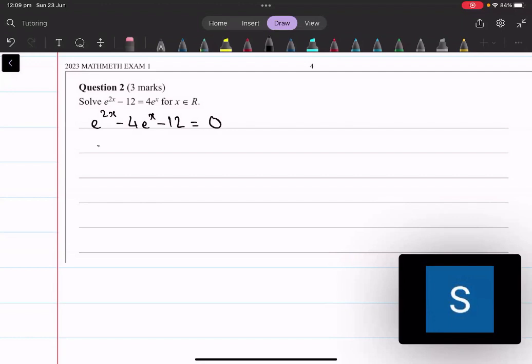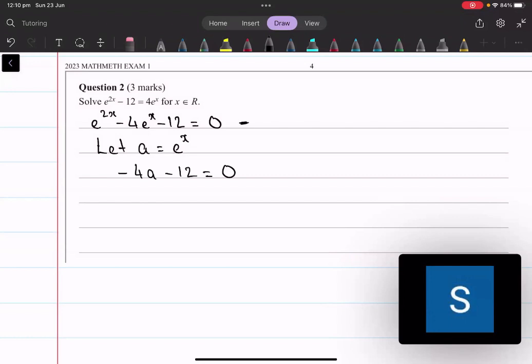I will make a substitution and let a equal e to the power of x. Now, that requires a bit of thought, but we can write this entire expression above here in terms of the variable a that we've just defined. So our second term in our expression becomes 4a because a is just e to the power of x. So I'm just going to put that back in. Our 12 just stays as 12. But hey, what happens to that first term?